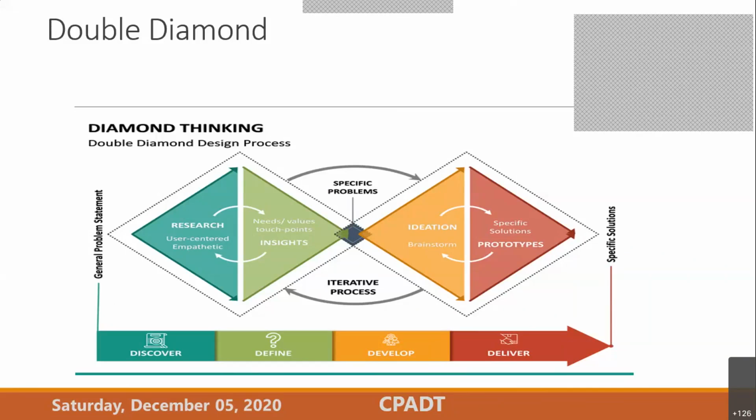So you start with your general problem statement, and from the general problem statement, you try to research, you try to work with your end user, you try to empathize with your end user, and then you define your needs, your values, your touch points, and you take out all your insights. So all these are part of your first diamond.